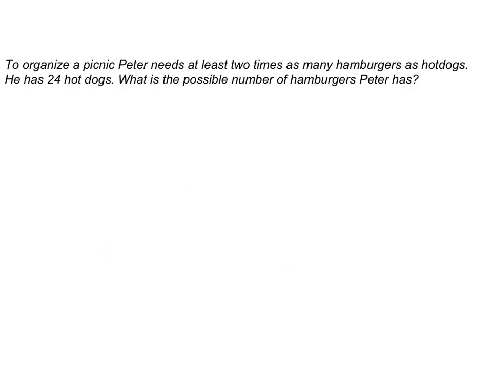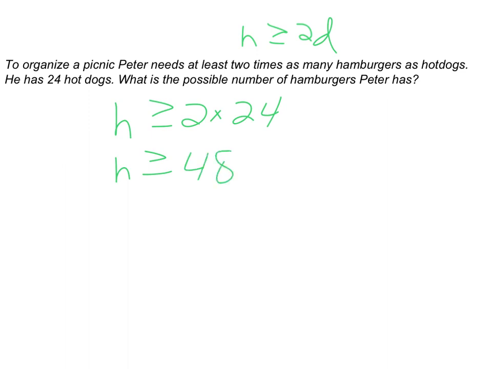To organize a picnic, Peter needs at least 2 times as many hamburgers as hot dogs. So the number of hamburgers needs to be at least, so greater than or equal to, 2 times the number of hot dogs. We'll just use D for dogs because we can't use the same letter for both. Now we're told that he has 24 hot dogs. So if I plug 24 in for D, I get that the number of hamburgers needs to be greater than or equal to 2 times 24, which is 48. So he needs at least 48 hamburgers.